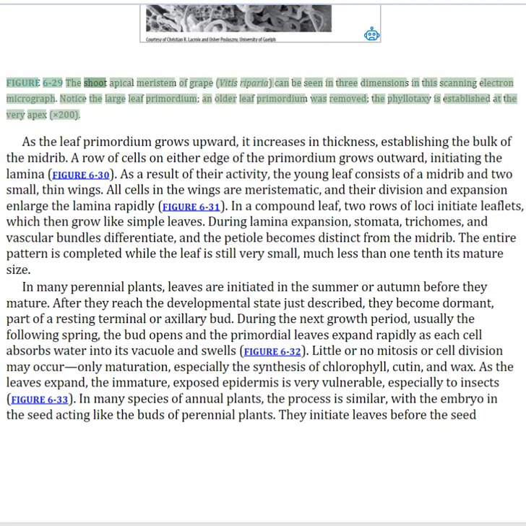Figure 629. The shoot apical meristem of grape can be seen in 3 dimensions in this scanning electron micrograph. Notice the large leaf primordium. An older leaf primordium was removed. The phyllotaxy is established at the very apex.